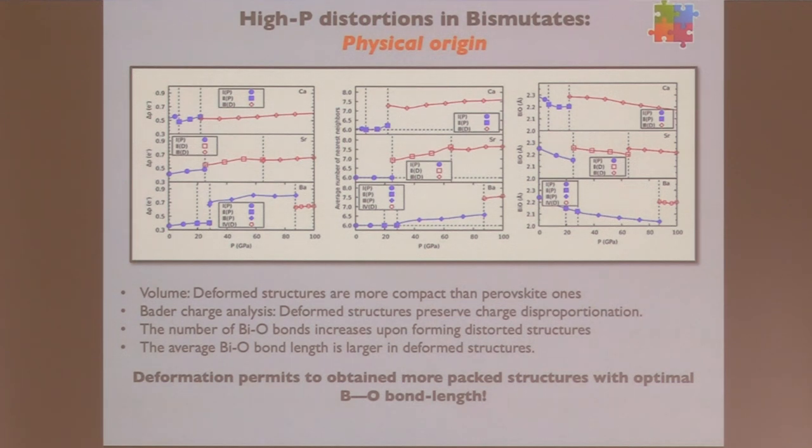So if you look a bit inside, we had this idea that you basically have these bismuth oxygen bonds. You're trying to compress them, but they don't want to do it.